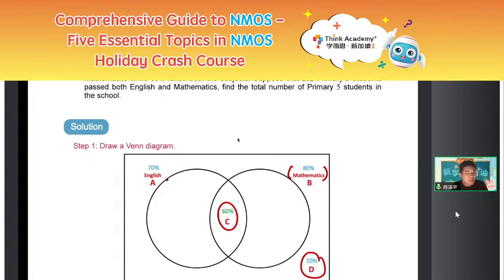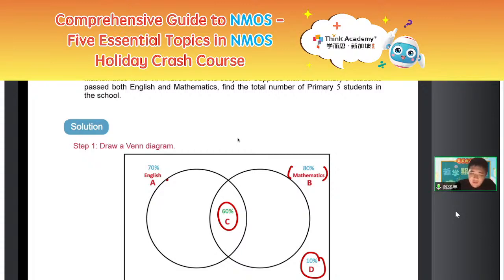Okay, but then you might wonder, how did we get the 60% here? How did we get the 60% in the middle? It's never mentioned in the question. So this is actually a backward use of the conclusion we have in inclusion and exclusion.